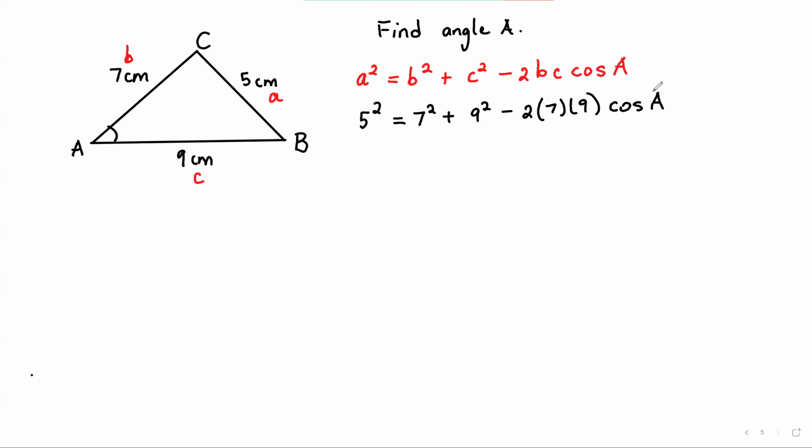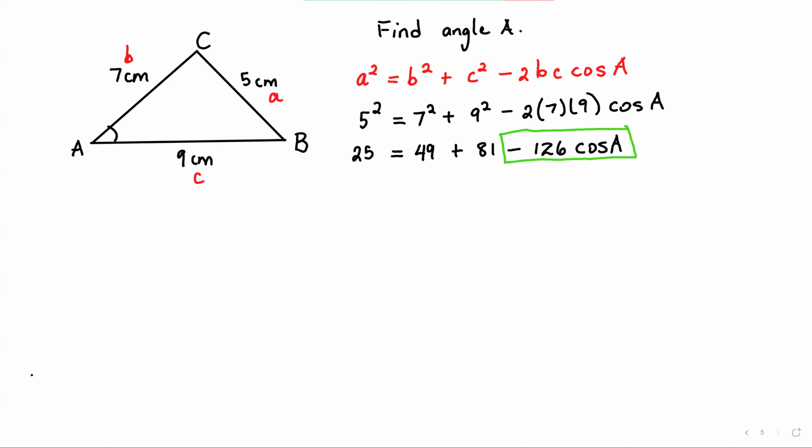All right, and now I'm going to simplify. So 5 squared is 25, 7 squared is 49, 9 squared is 81, 2 times 7 times 9 is 126 cos of A. I'm going to draw a block around that just so that I know that I cannot actually work that part out. Could only simplify the rest of this.